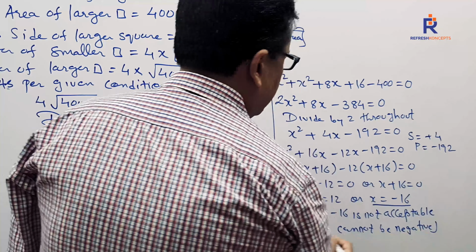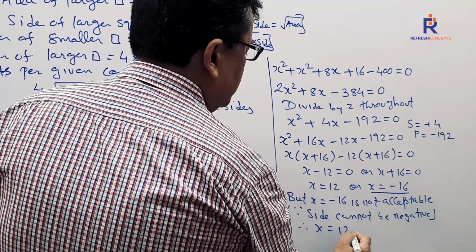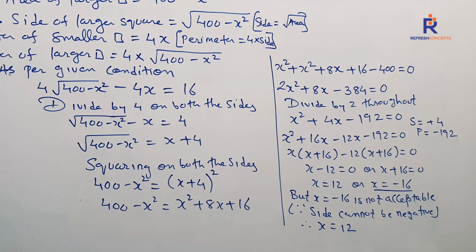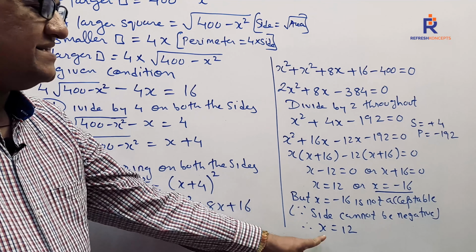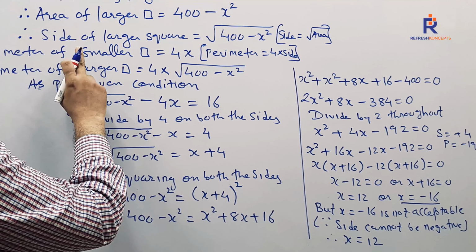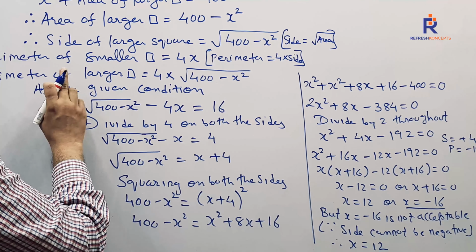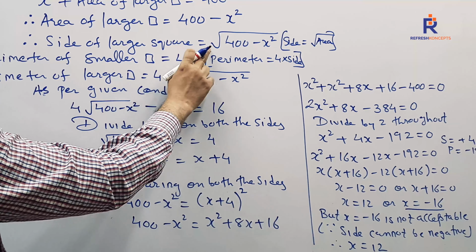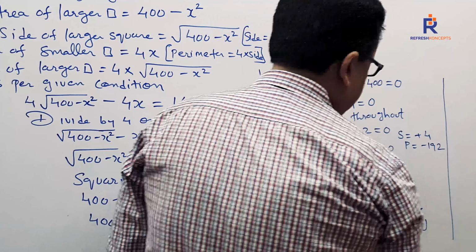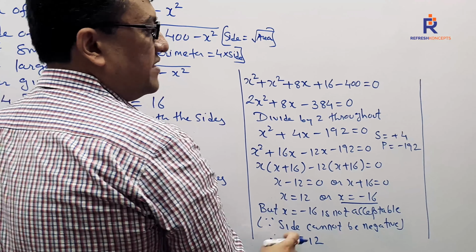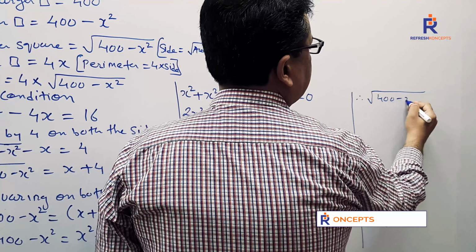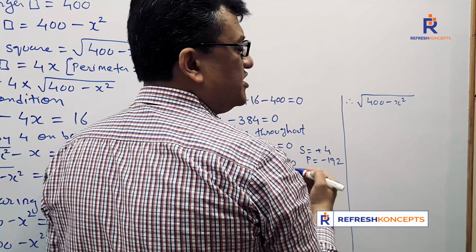So what will I take? Therefore, x is equal to 12. So children, are we done with the sum? No. We have found out only one side. What was the other side, children? Here it is. What was the other side? The side of the larger square is under root of 400 minus x square. So this is the side of the smaller square. Therefore, 400 minus x square is the side of the larger square.